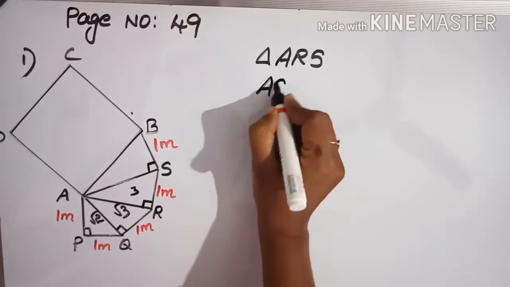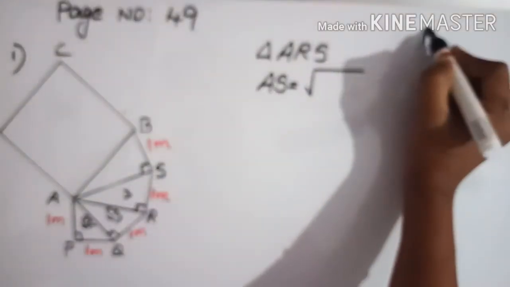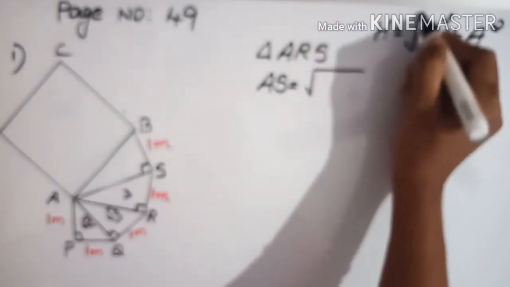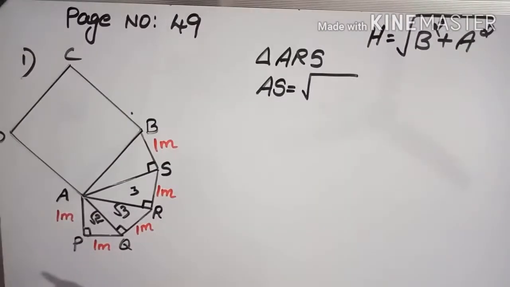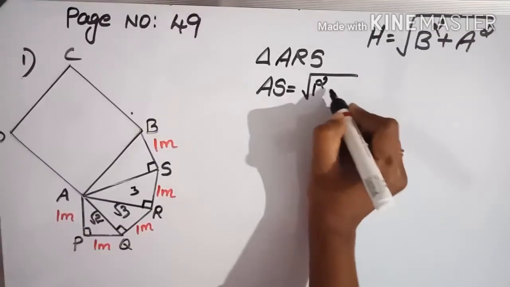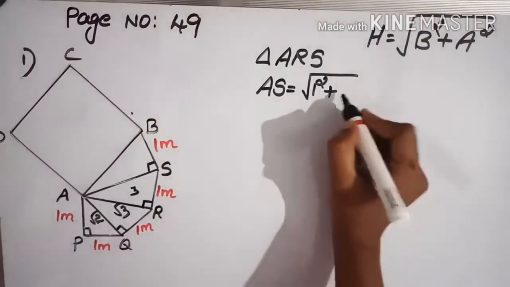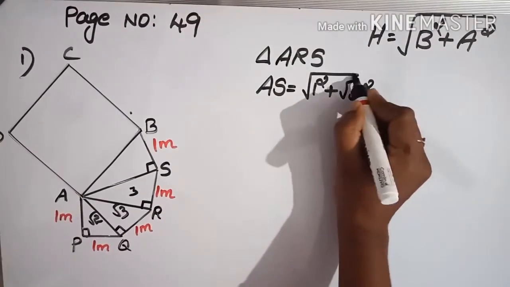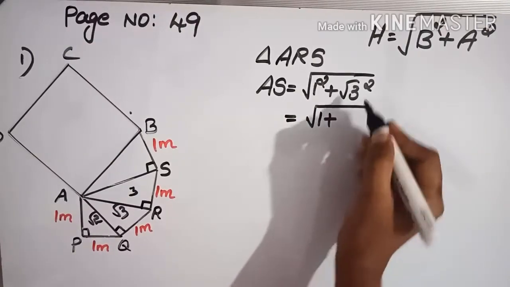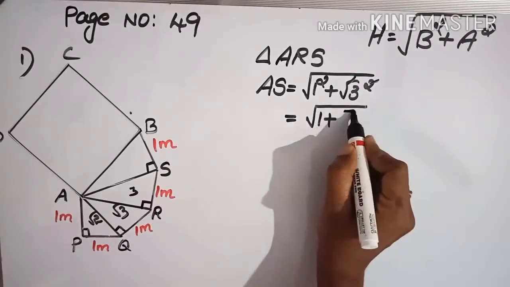So hypotenuse AS equals root of base square plus altitude square. This is the Pythagoras theorem. Here base is same, 1, so 1 square plus altitude is what? Altitude is here root 3, so root 3 square. Now in the next step it is equal to root of 1 square plus root 3 square. Root 3 square means square and root cancel, number 3.